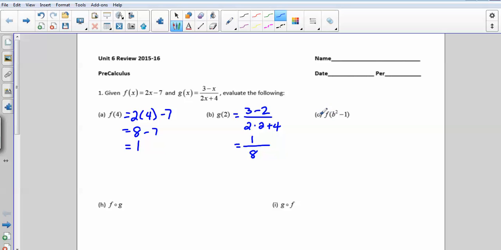In C, we're doing the same thing, but we're substituting the whole expression b squared minus 1 for all of our x's. So the function f is 2 times x minus 7. And instead of the x, we're putting in b squared minus 1. So you need to distribute the 2. We have 2b squared minus 2 minus 7, and combine like terms.